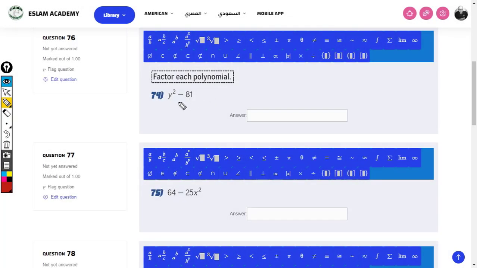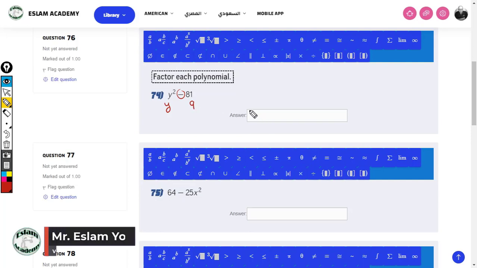Factor each polynomial. Number 1: to factorize, we need to find if there is a greatest common factor or not. There is no common factor, and we have only two terms. Once we have two terms, we need to check if this expression is a difference of two squares or not. You can find the square root of the first, which is y, and the square root of the second, which is 9. And the sign between them is minus. It means this expression is a difference of two squares.